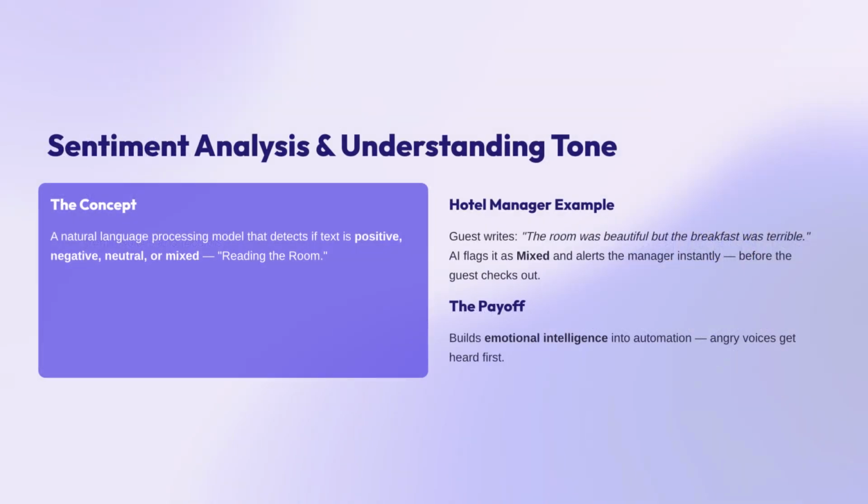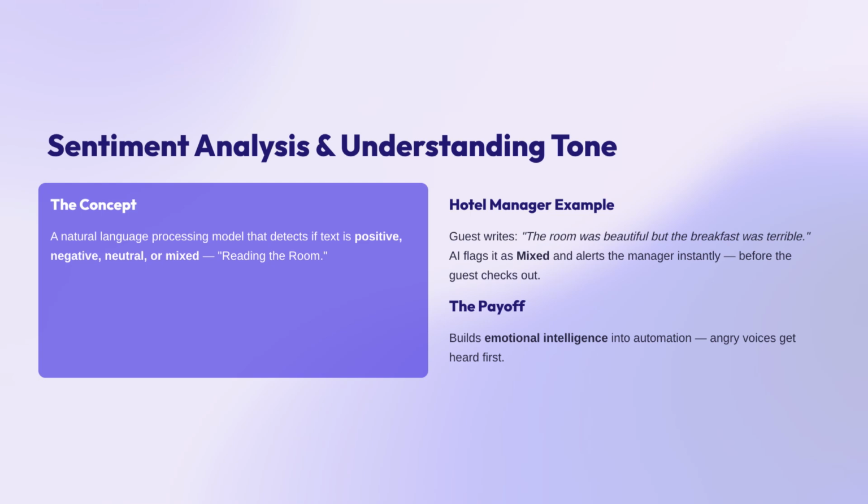The formal definition says this is a natural language processing model that analyzes a string of text to determine if the underlying emotional tone is positive, negative, neutral, or mixed. In simple everyday English, it's reading the room. The AI looks at the words and tells you if the person is smiling or frowning while they type.